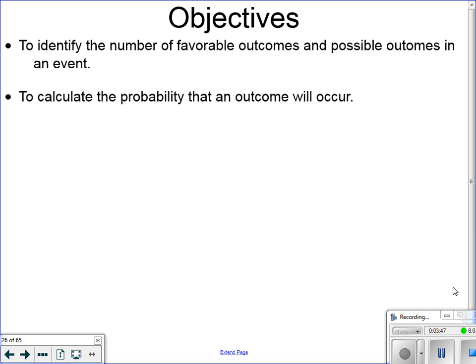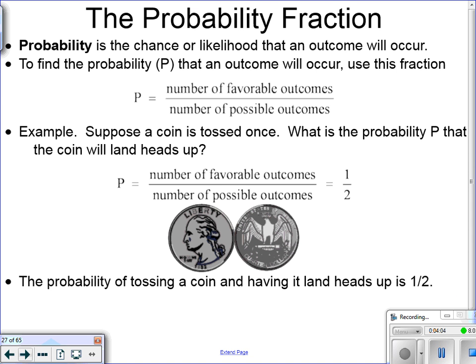All right, today we're talking about probability. So we want to identify the number of favorable outcomes and possible outcomes in an event, and then calculate the probability that an outcome will occur. So our first example here involves flipping a coin. So again, probability is the chance or likelihood that an outcome will occur.